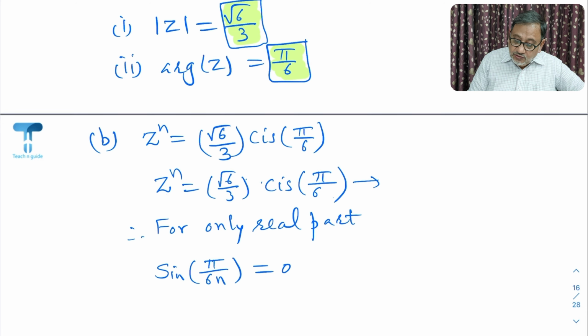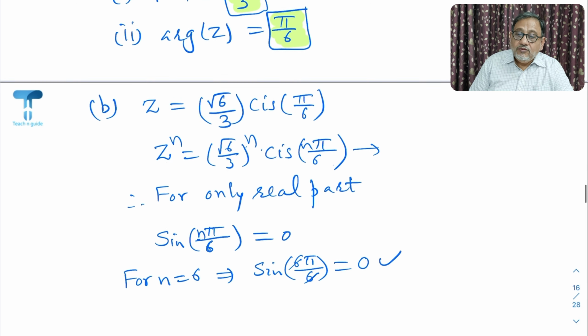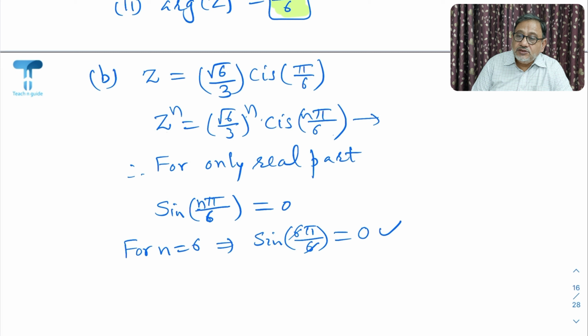Okay. So for z to the power n, my n will be in the numerator. Because here will be n, and if z is this, then z to the power n will be n here and n here. So n pi by 6. Now when this will be 0, when n will be 6. For n is equal to 6, we are going to get sine of 6 pi by 6. 6 will cancel, and we know that sine pi is 0. So therefore the smallest positive value of n is equal to 6.